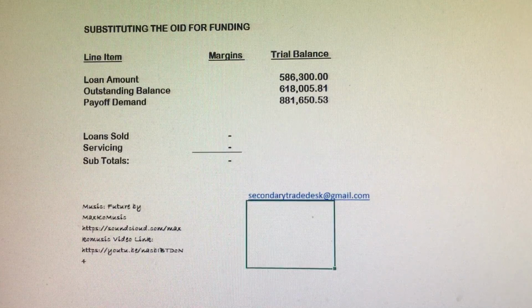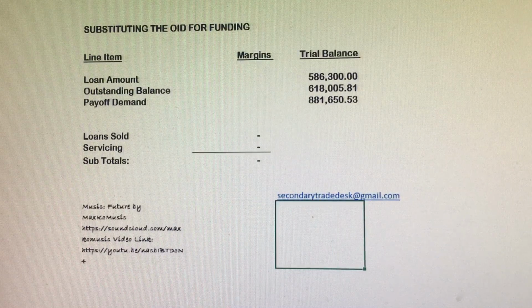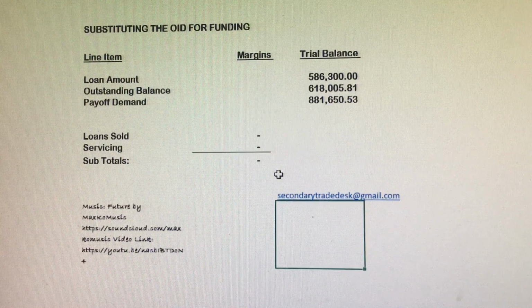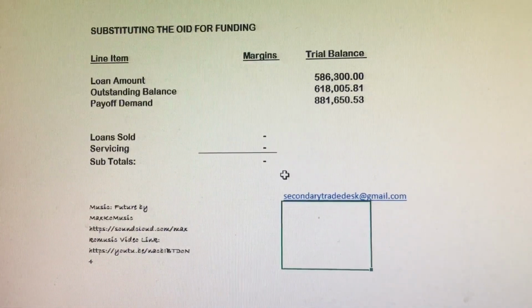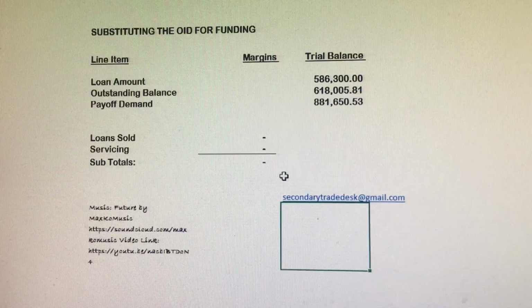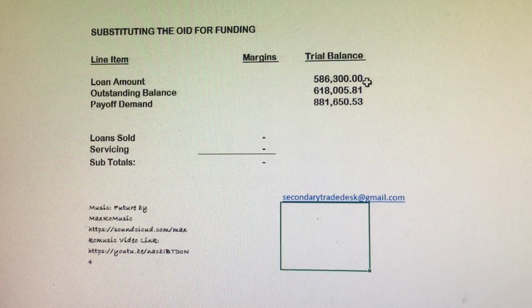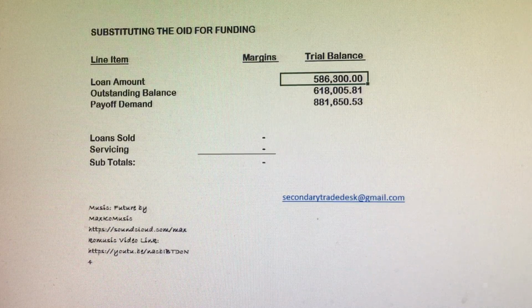Now, if you don't know what an OID is, original issue discount, it's just that. It's a discount. And I guess the basics, you might want to have some understanding of what a discount is. Why don't we just do this? I'm going to go back with a loan that you're probably familiar with. It's a loan we've been working on for a while, and we have a loan amount of $586,300. It's the original note amount. So we're going to enter that right there.